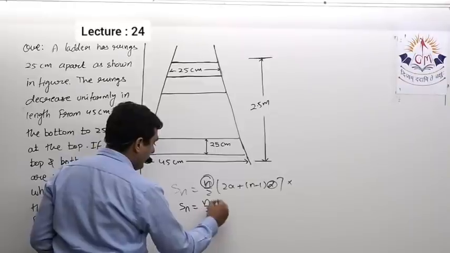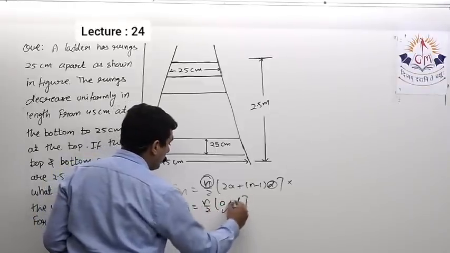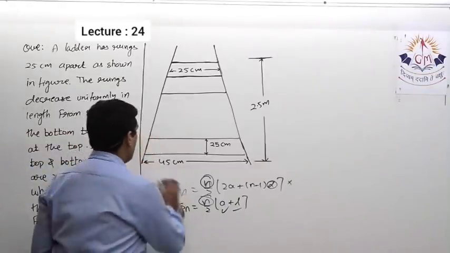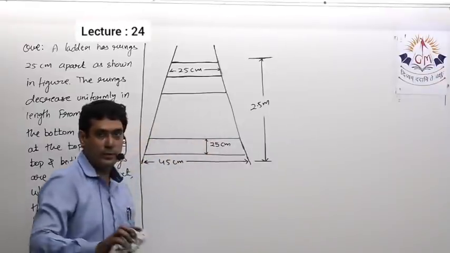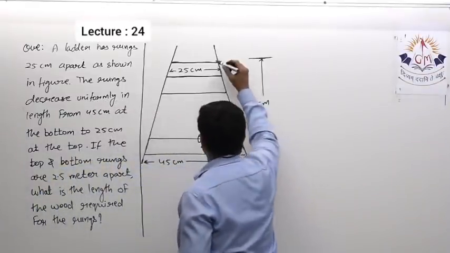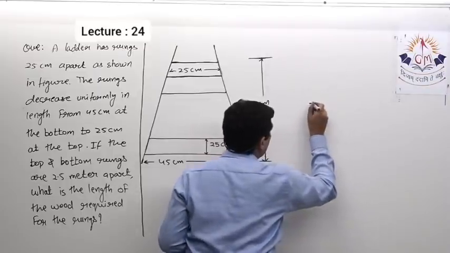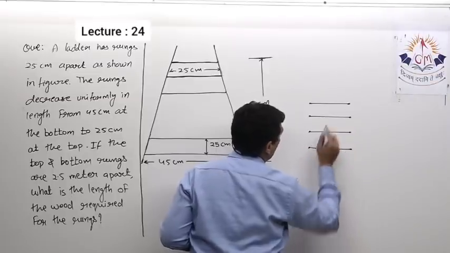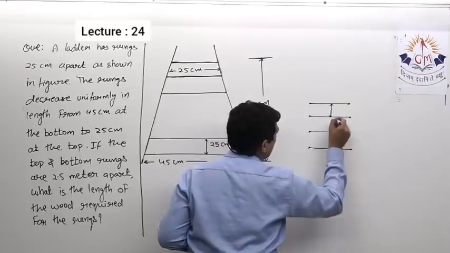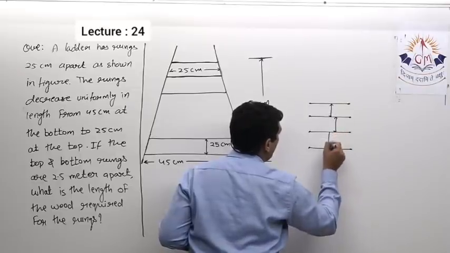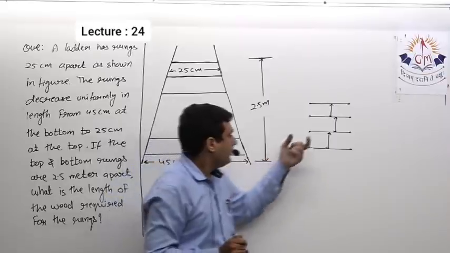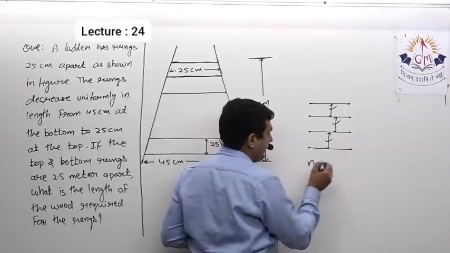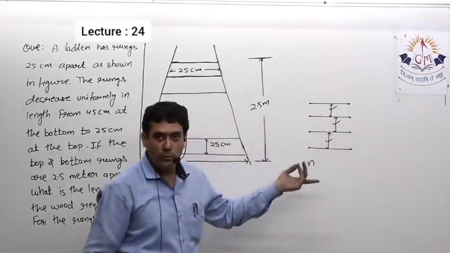Sn is equal to n by 2 (a plus l). We can use this because we have these two, and we only need n, the total number of rungs. So how to find the total number of rungs? See, just for a while, if I say there are 4 rungs, how many gaps are there between 4 rungs? 3 gaps. So can I say that the number of gaps plus 1 is equal to the total number of rungs?